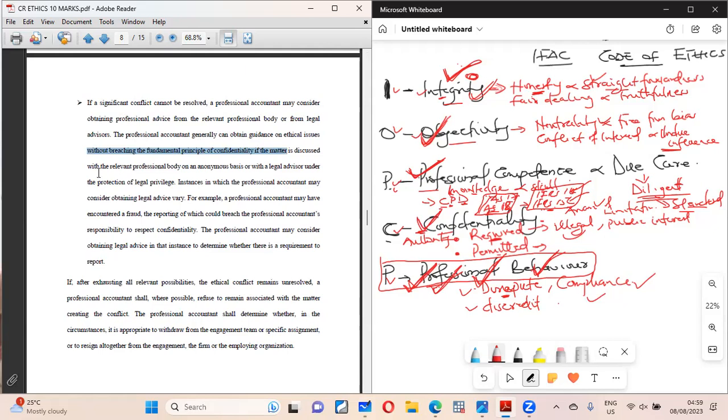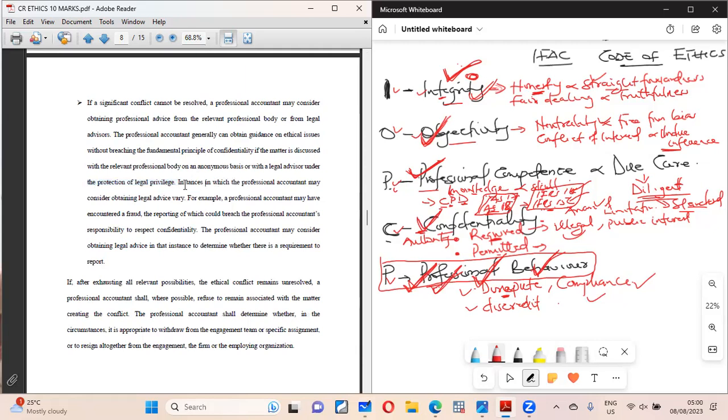If the matter is discussed with the relevant professional bodies on an anonymous basis, or with a legal advisor under a protected legal privilege. I've told you, let them sign. Let them sign. All right.